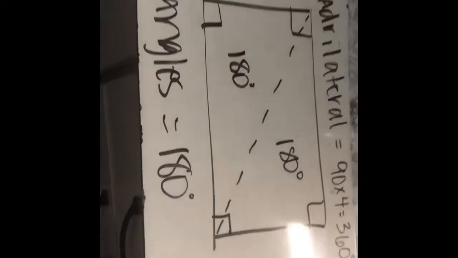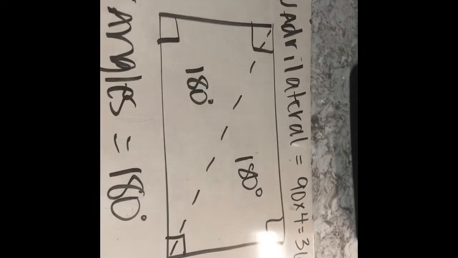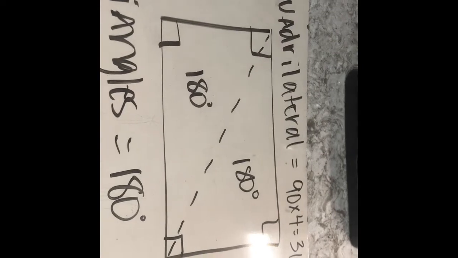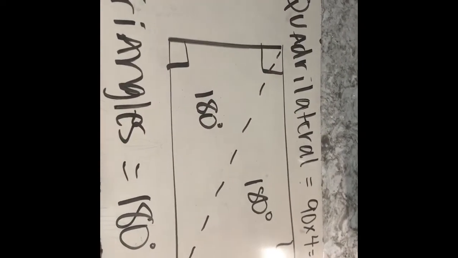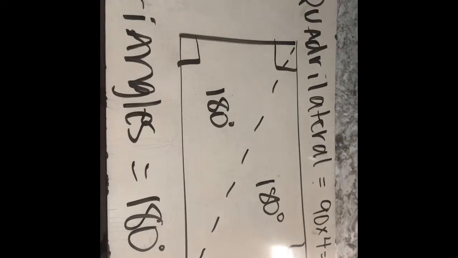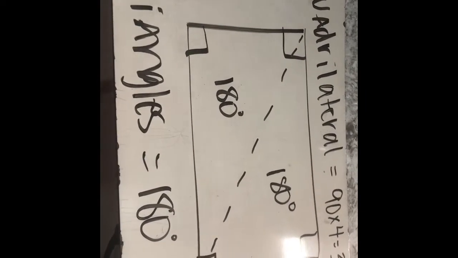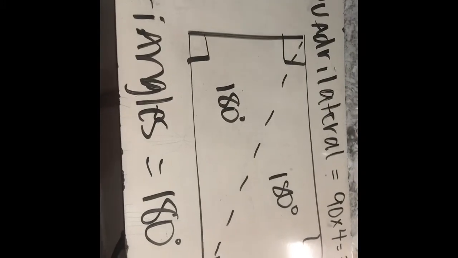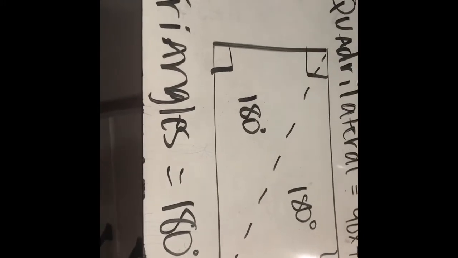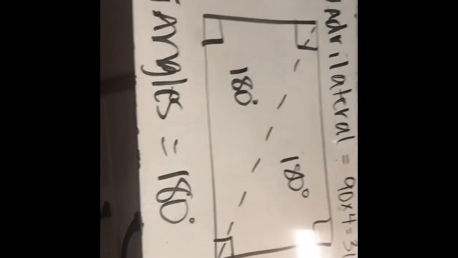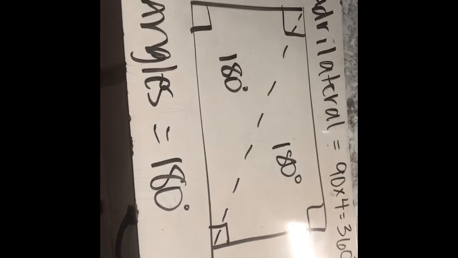Now let me show you something here. If you look at a rectangle, it has four 90-degree angles, right? And four 90-degree angles is 360 degrees. So every four-sided figure has 360 degrees. And a triangle is half of a rectangle, right? And so half of 360 is 180 degrees. So something for you to realize, all triangles, 180 degrees, all quadrilaterals, 360 degrees.